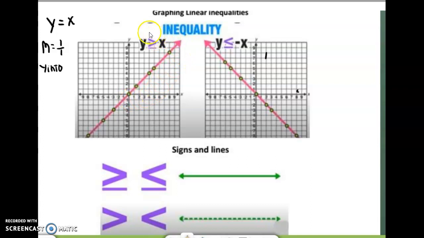Now, let's take a look at the inequality sign. This says greater than or equal to. So if it's greater than or equal to or less than or equal to, it gets a solid line. All right. And one other thing is that all the answers lie on the line, or the answers can be bigger, greater than. Now, if you look at this line and I was to ask you what part of the line is greater than, that would be the top half.